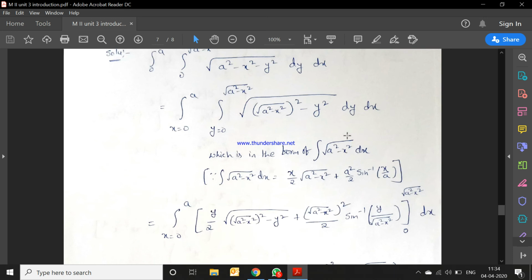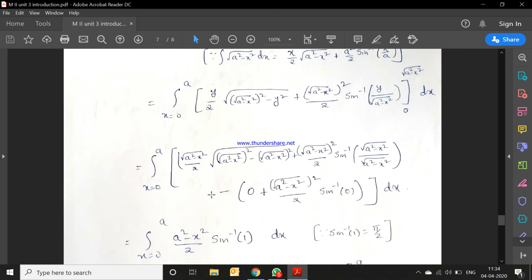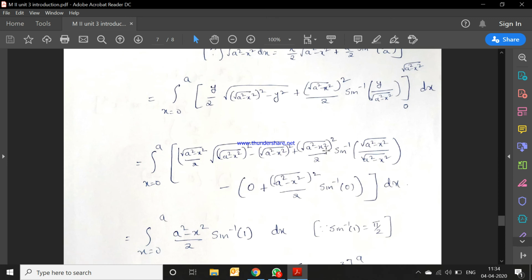Sin inverse of x value is y. Now a value is under root of a square minus x square. Substitute the upper limit is root a square minus x square, lower limit is 0, into dx. You can substitute the limits. We can get the value: first limit becomes 0 and second one is a square minus x square by 2 sin inverse of 1, and lower limit is y into something 0. So that's why y value is 0. Here we are getting 0, and here also sin inverse of 0 value is 0.